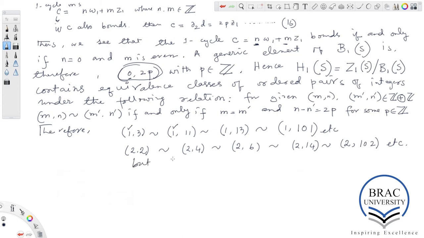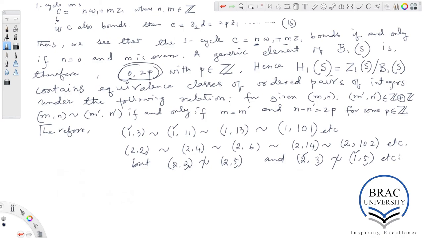But one immediately checks that (2, 2) is not equivalent to (2, 5), because this is even and this is odd. And also (2, 3) is not equivalent to (1, 5). Although this is odd and this is odd, they are not the same. The first coordinates are not the same, and hence they don't belong to the same class, etc.